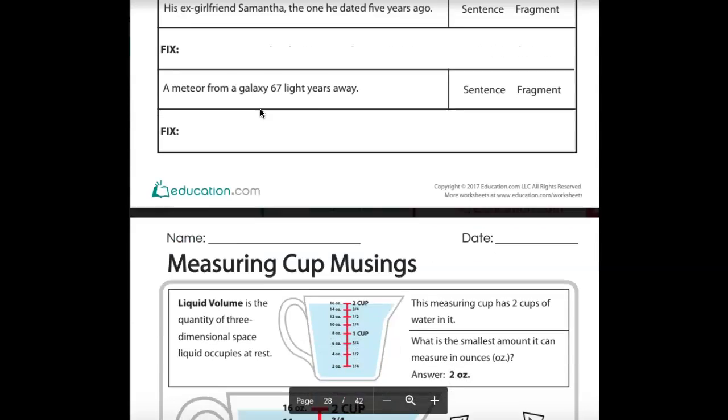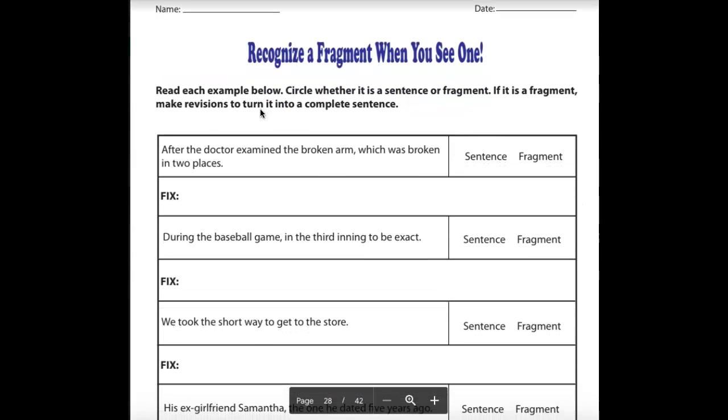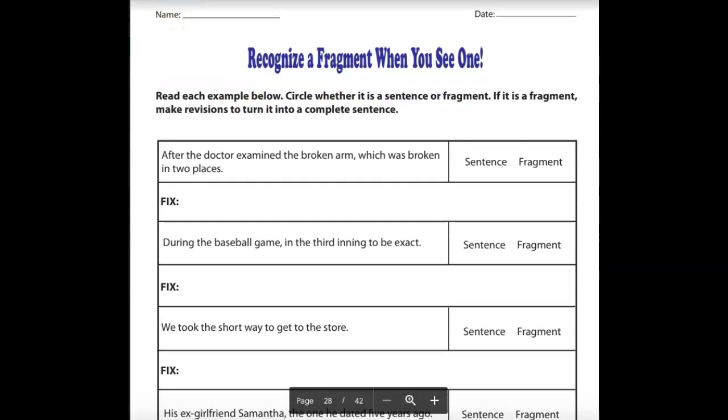All right, recognize a fragment when you see one. All right, a fragment is not a complete thought, okay? So it says, read each example below. Circle whether it is a sentence or a fragment. If it is a fragment, make revisions to turn it into a complete sentence. Okay, so every sentence has to have a subject and a verb. And if it doesn't, then it's a fragment.